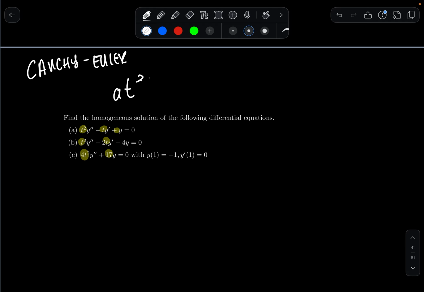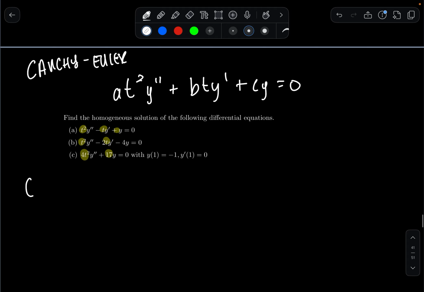And the typical form of a Cauchy-Euler differential equation looks like this. And in this case, these are all homogeneous. And you'll notice that if you were to remove the t squared and the t, this is exactly constant coefficient. And it turns out that they're very similar to constant coefficients.